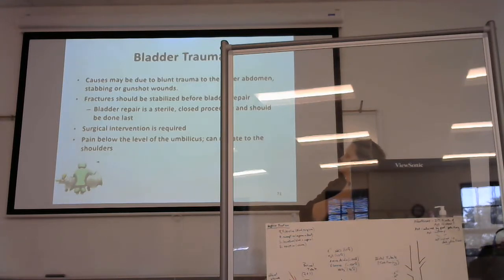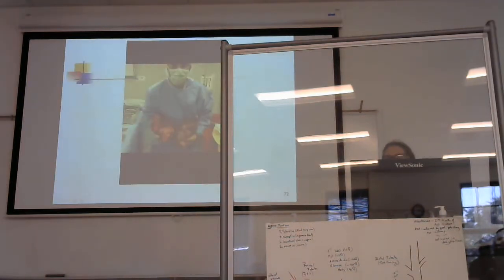All right, bladder trauma is usually some type of blunt trauma, stabbing, or gunshot wound. Any fractures that happen, we stabilize everything else before we get into the bladder. And I don't think y'all have this for some reason. But if you have damaged that bladder, we've got to go in there and fix things if it's torn or anything. So pain below the level of the umbilicus, sometimes it radiates to the shoulder. If you're an ER doc or an ER nurse, they can tell you something may be wrong with the bladder. Didn't say a whole lot about that one, but.